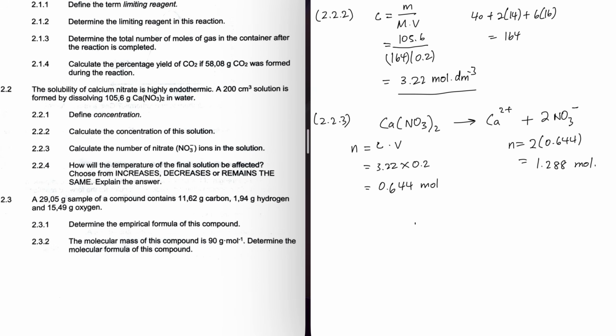Now, if we know the number of moles, we can calculate the number of ions. So we can use the formula n is equal to number of particles, or ions, or formula units, divided by Na. So 1.288 is equal to N over 6.022 times 10 to the 23. Now you just cross multiply, times 6.022 times 10 to the 23, and that gives you 7.76 times 10 to the power 23 ions.